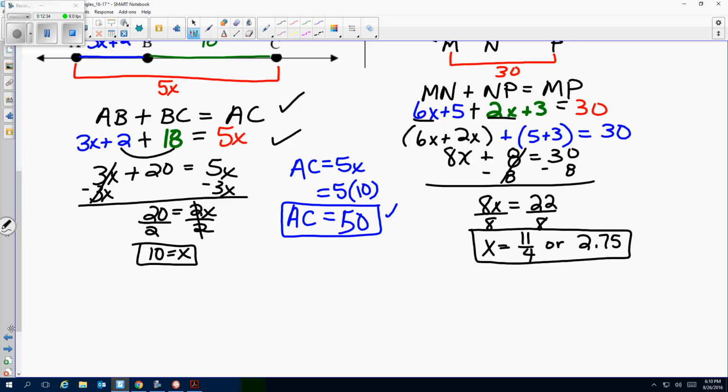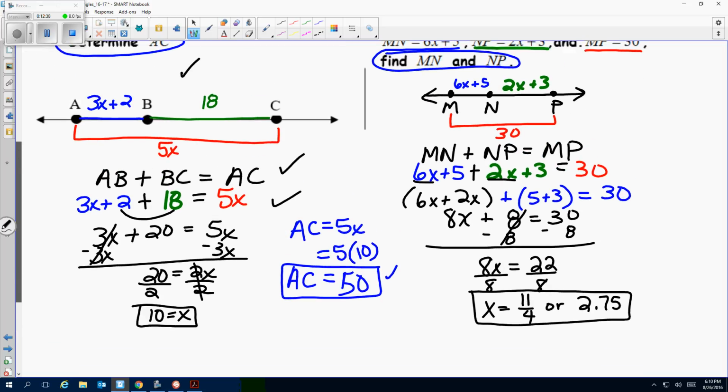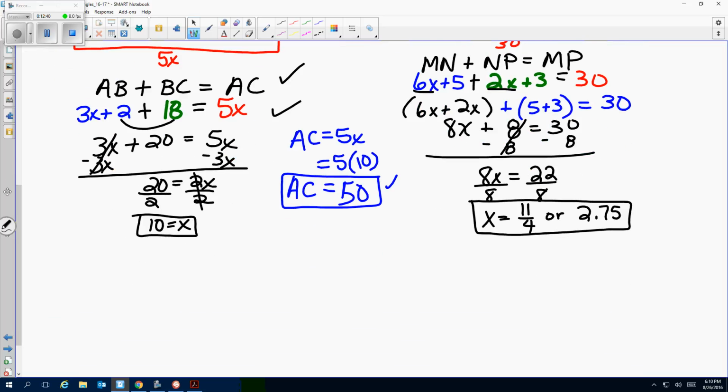But what we circled said determine MN and MP. So we need to find the values of those. MN we know was 6x plus 5. So we're going to substitute 6 times the 2.75 plus 5. When I work that out, I get that MN is 21.5.